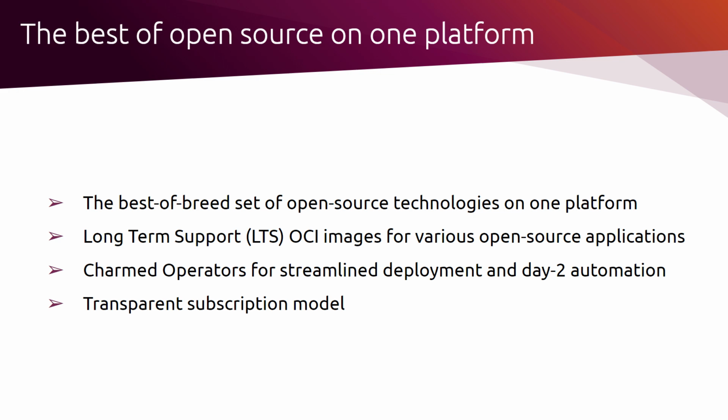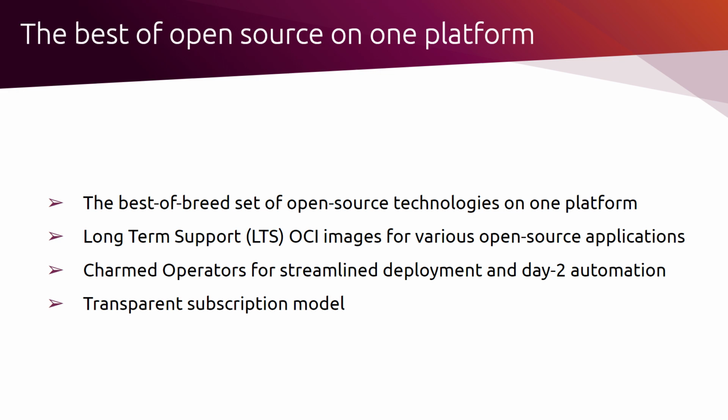Canonical's open infrastructure stack combines the best of open source on one platform. The presented technologies, Ubuntu, MAAS, OpenStack, Kubernetes, and Juju, represent the best of breed set in the open source world these days. And there are obviously many other technologies that are part of this stack, such as QEMU, libvirt, containerd, OVN, Ceph, etc., that are not presented here.